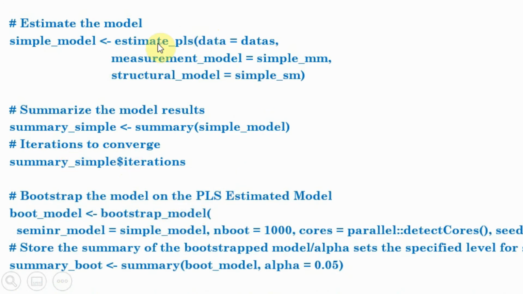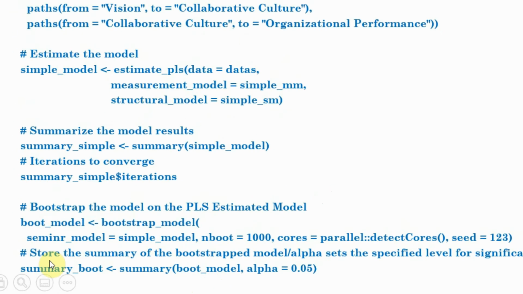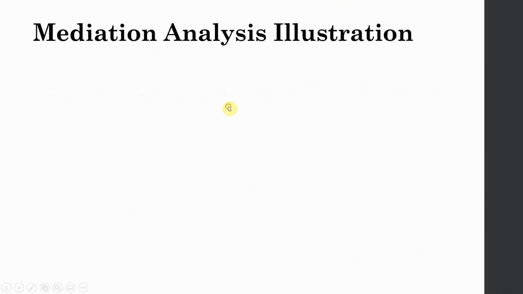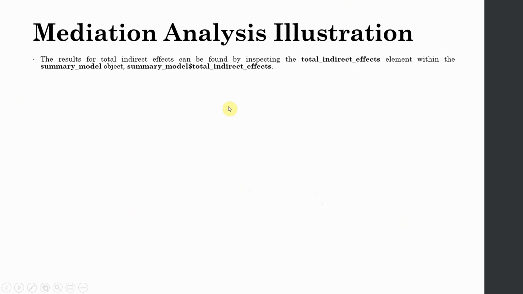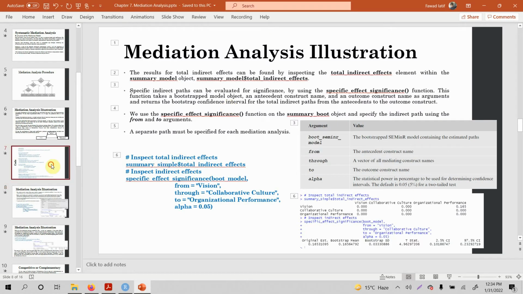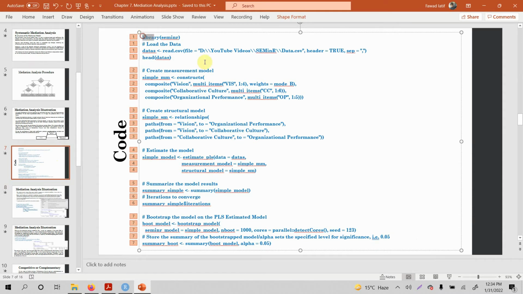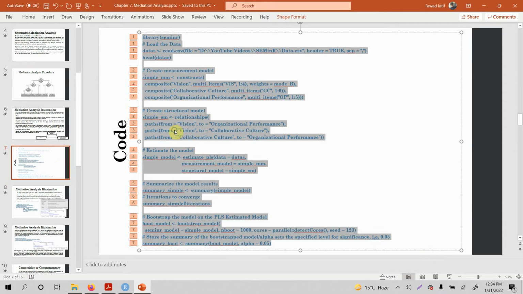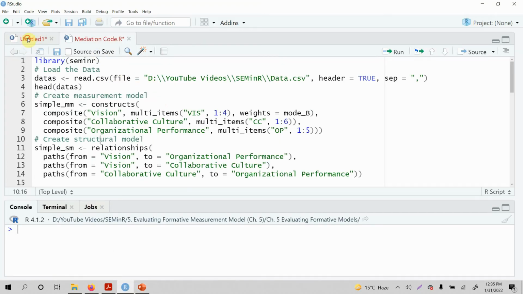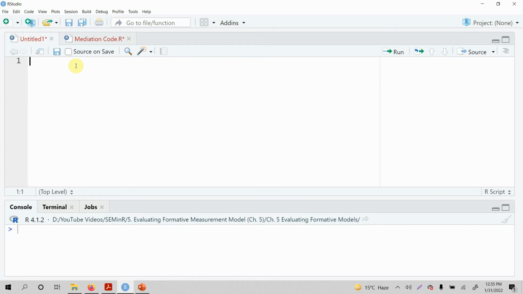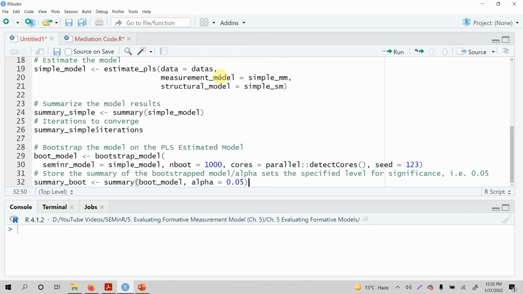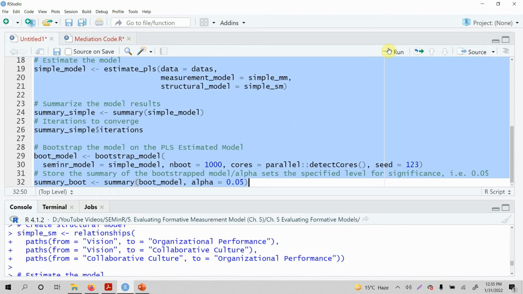What do you want to bootstrap? You want to bootstrap your estimated model, simple_model, and these are the properties I'm going to set. And then put the summary of the bootstrapped model into summary_boot. And then we will do our mediation. But before that, let's run our code. So I'm just going to run this code here. I'm going to select it all here and copy. I've got it here, but let me run it again so that if there are any errors, we can correct them. And let's select it all, run it.